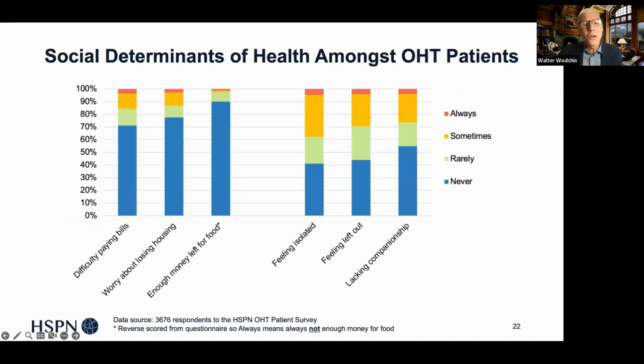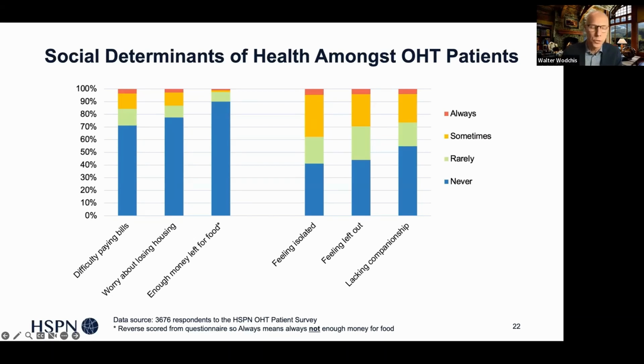So here are some of those that are measured. This is about just under 4,000 people that had responded to the HSPN OHT patient survey. We have this available for use in all OHTs. And here are the numbers. When we looked at it, about 70% of people said they had no difficulty paying bills. Another 15% or so said that they rarely did, but then we have these people that sometimes, and a few people always, are having difficulty paying their bills out of the Ontario Health Team population.